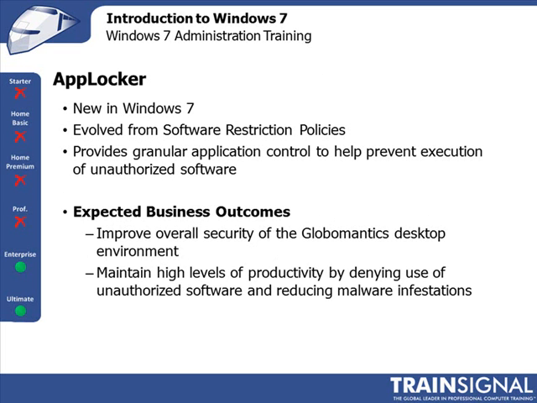Another brand new feature in Windows 7 is called AppLocker. AppLocker is the next evolution from software restriction policies. AppLocker provides granular application control to help prevent the execution of unauthorized software in the environment. Now, the intent for AppLocker is to be able to say, I don't want this piece of software running because it creates an insecure environment, or we are going to end up with unlicensed software in the organization.